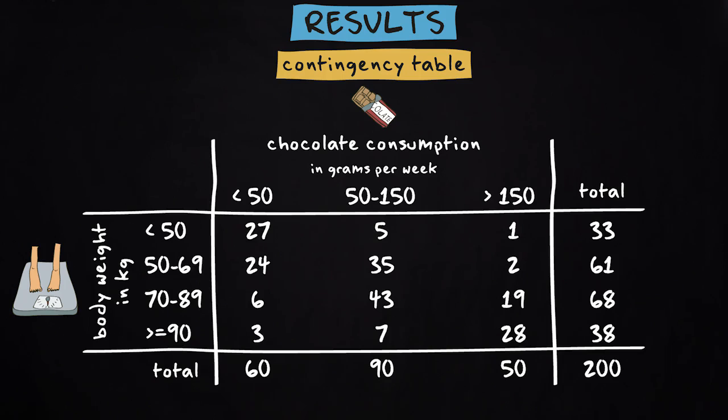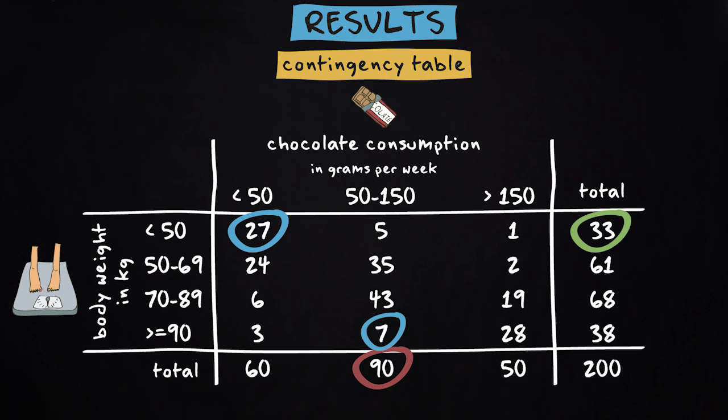The table shows that we have 33 individuals with a body weight of less than 50 kilograms. 27 of them eat less than 50 grams of chocolate per week. You can also see that 90 individuals eat between 50 and 150 grams of chocolate per week. 7 of them weigh 90 kilograms or more.